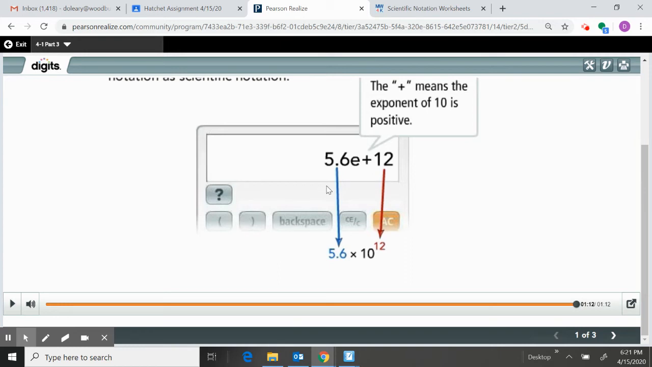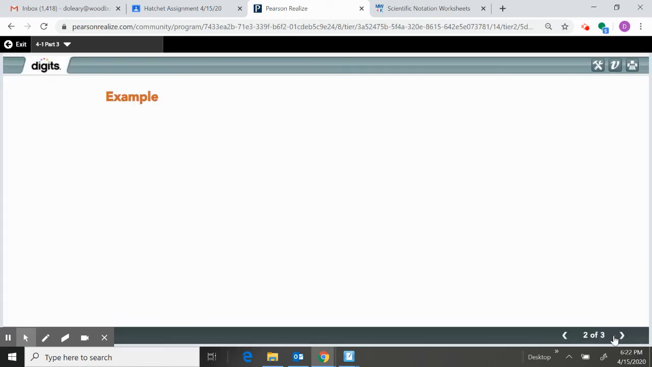And notice this does follow the rules of scientific notation, that 5.6 is greater than 1 but less than 10, multiplied times a power of 10. So just like we talked about as we looked at the key concept yesterday, those are the rules for scientific notation. So let's take a look at the other two parts of part 3.